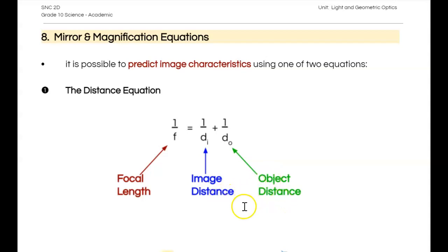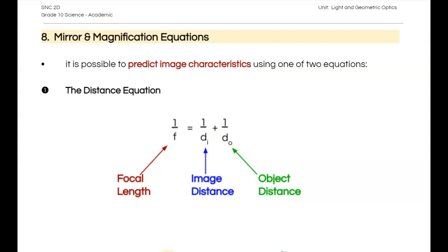So in other words, these are asking us, how far is the image from something? Well, what would be that something in this case? That would be the mirror. So the image distance is essentially how far is that image away from the mirror? And the object distance would be how far away from the mirror is the object.